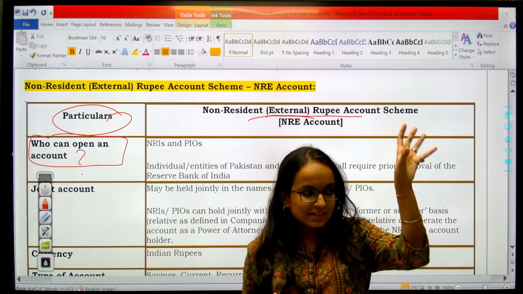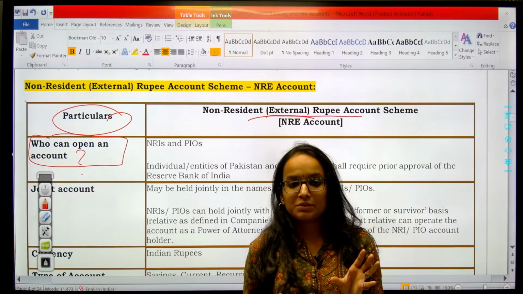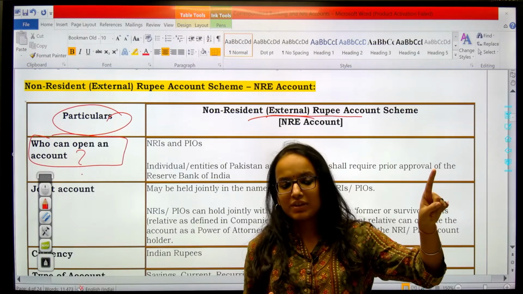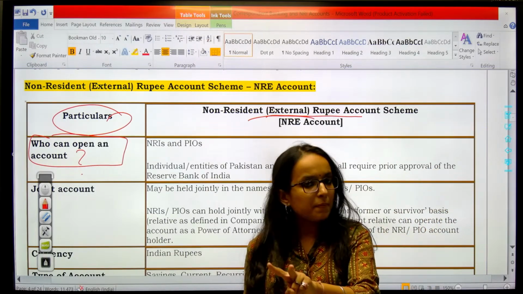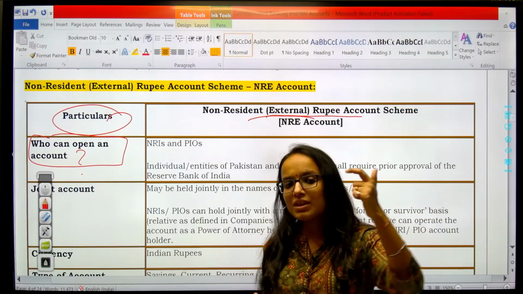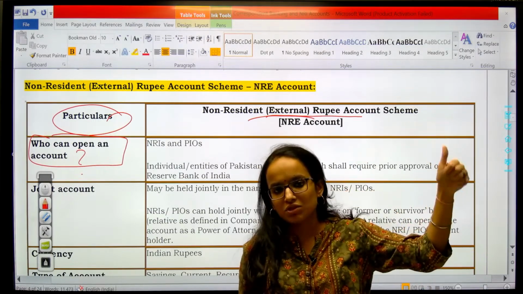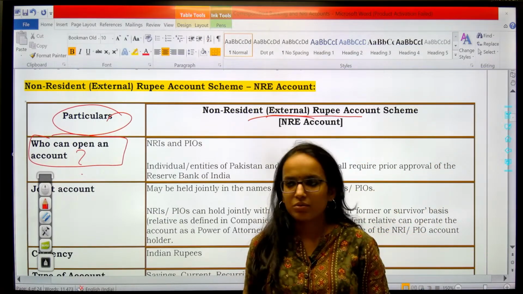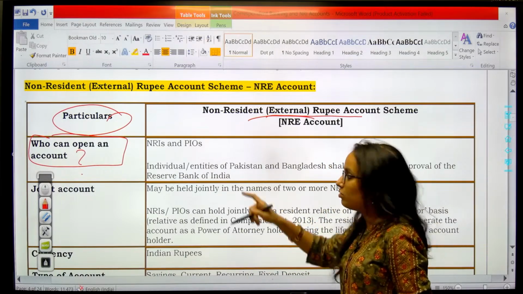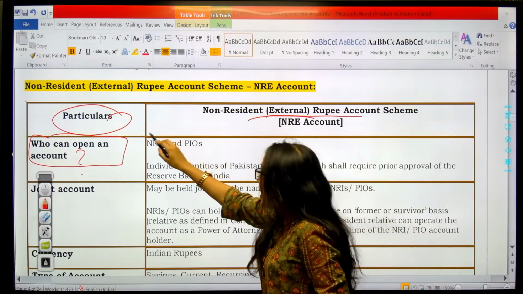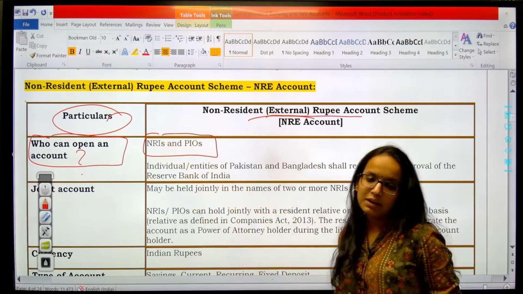Whom do we consider as NRI? Whom do we consider as PIO, in very detail, as per the Income Tax Act for the purpose of taxation, and also as per FEMA 1999. You should refer to those classes if you do not remember the criteria for classifying an individual as an NRI or as a PIO. So who can open an NRE account? The first answer to this question is NRIs and PIOs.